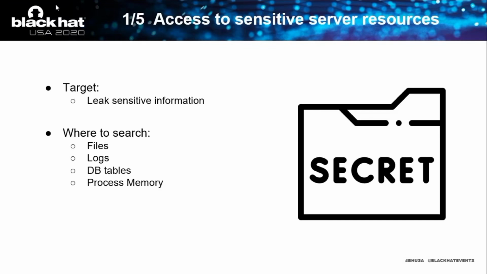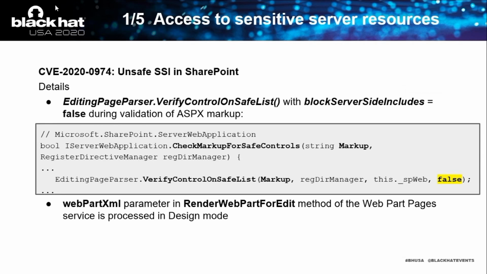Let's start. The first type of security problems is access to resources with sensitive information. It can be configuration or business information in various files, logs, databases, or even process memory. Of course, a proper sandbox should prevent this problem, but it's not always the case. We already mentioned that page filter blocks server-side include directives, and the VerifyControlOnSafeList method should do so as well. And actually it does, but if it's called with false in the blockServerSideIncludes argument, it will not block them. We found such a usage of this method. It was used for design mode.